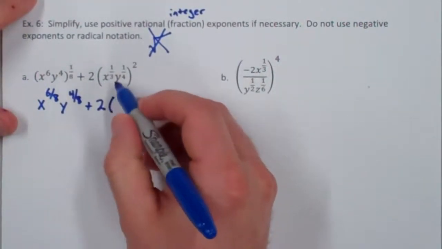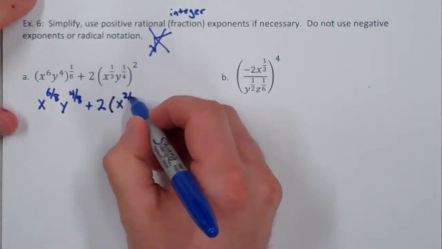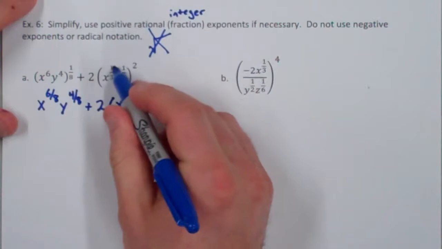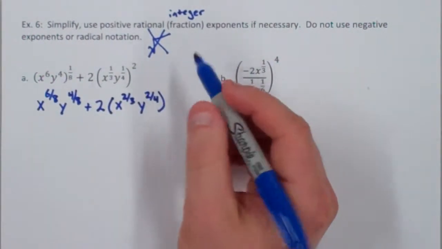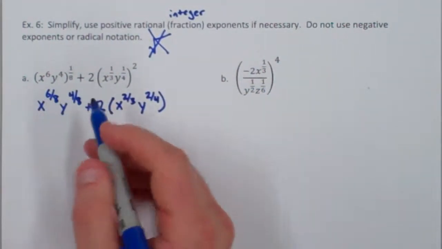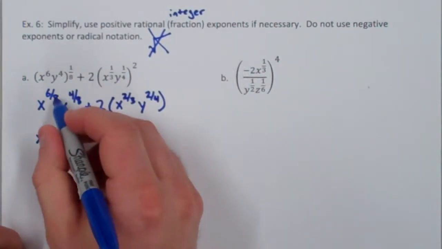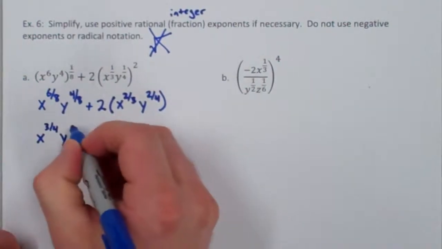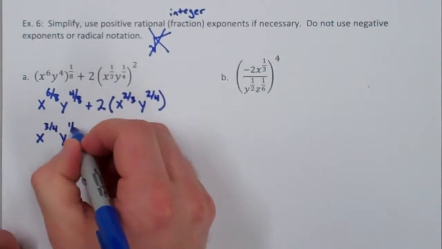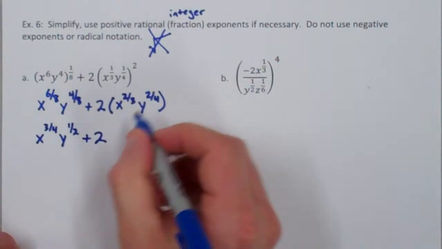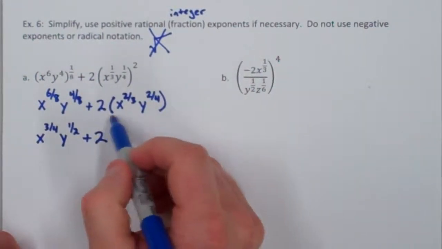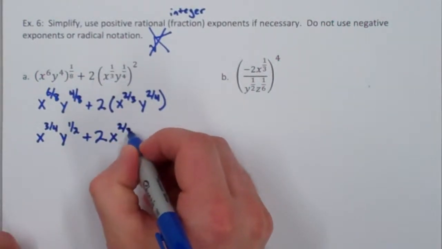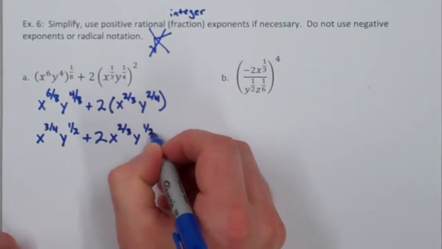Inside the parentheses though, we should have x to the 2 over 3 and then y to the 2 over 4 if we take this 2 and multiply it by each one of these fractions. Let's see what happens when we simplify these fractions. So on the left hand side we've got 6 over 8, which is 3 over 4, y to the 4 over 8, which is 1/2, plus 2, nothing going on outside the parentheses so we can lose them. X to the 2/3 and then y to the 1/2.